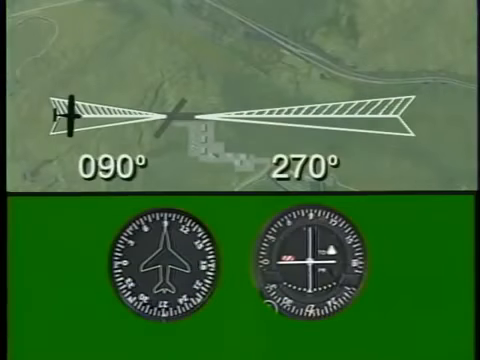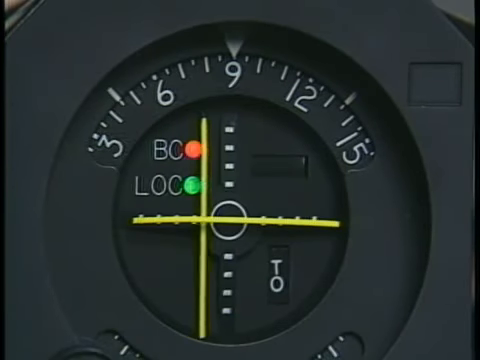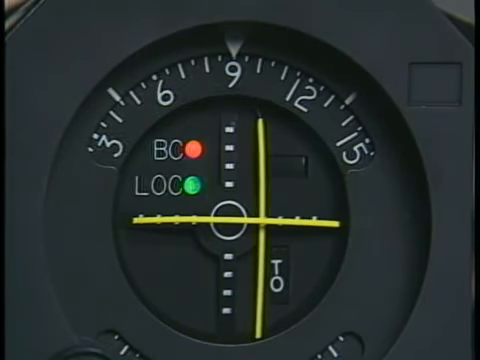When you fly a heading opposite to the front course, you must correct away from the needle. This occurs when you are inbound on the back course or outbound on the front course. Some localizer indicators are able to compensate and give you normal sensing during back course approaches.